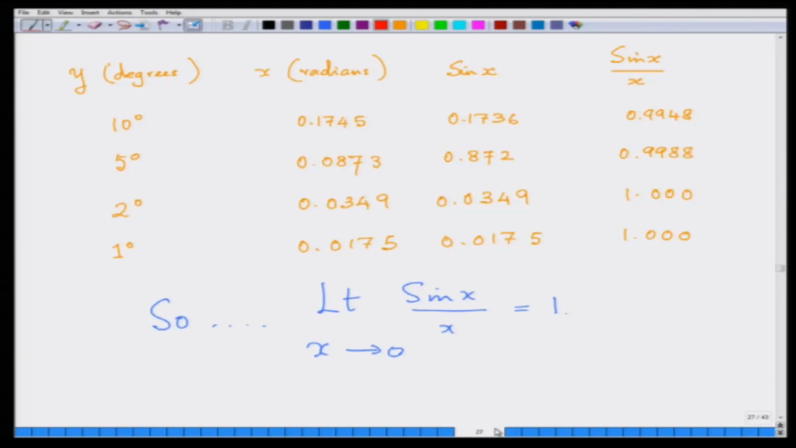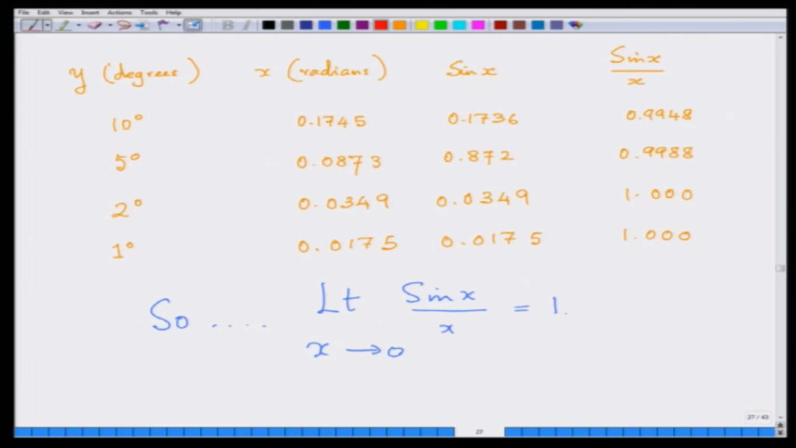Here what I do, because x is going towards 0, I tend to decrease the degree. Of course, if the degree is 0, then we have 0 radian. So when I am decreasing the degree, I am decreasing the radian also. So for 10 degrees you have this, sin x is this, sin x by x is this. For 5 degrees, this is your radian 0.873, then you compute sin x, then you compute sin x by x. Again, when you come to 2 degrees, because we have approximated the calculation, it looks like this.